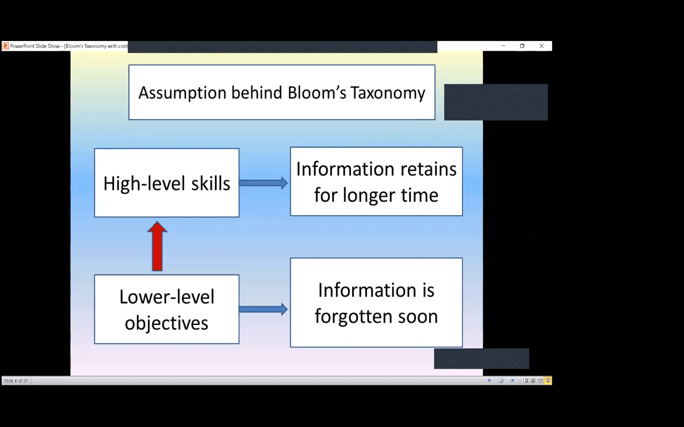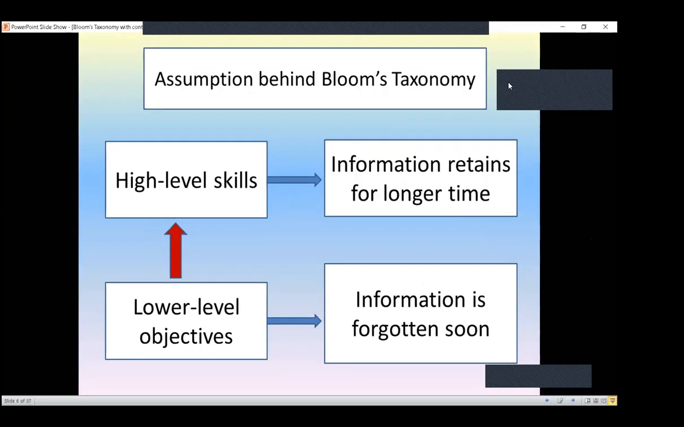And when we are talking about higher level skills where students themselves are involved, then definitely information is retained for a longer time. We can even take our own example. In our school days, in our college days, during our graduation, whatever things we had learned, we forget very soon. But if we have really done research on that, if we have really done some experiment on that, if we have thought in depth about some topic, definitely we remember that information even right now. That is the assumption behind this Bloom's taxonomy.